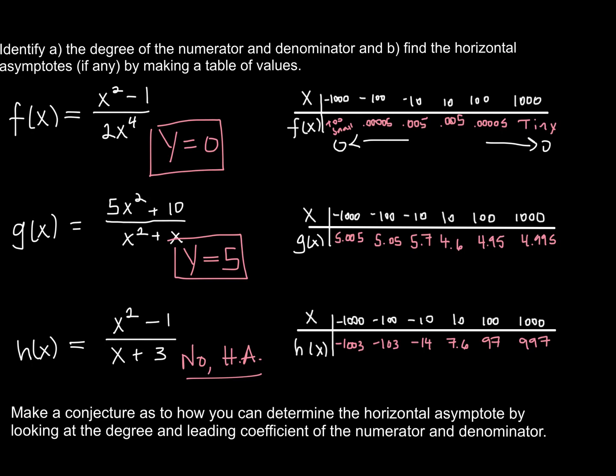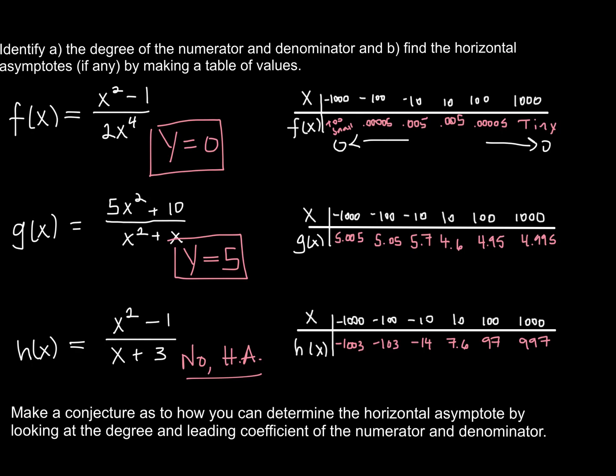Okay, that's great, but I don't want to make these tables every time I need to figure out the horizontal asymptote. So let's think about why this function ended up with a horizontal asymptote of y equals 0. Why did this function have a horizontal asymptote of y equals 5? And why did this function have no horizontal asymptote? And to do this, we're going to look at the degree and leading coefficient of the numerator and denominator.